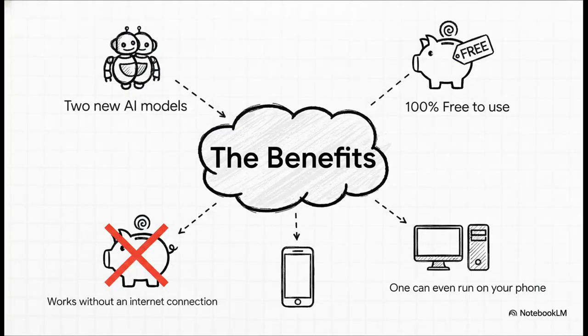Let's just break down the benefits here, because they're pretty great. We're talking about two completely new AI models. They are 100% free to use. They work without any internet connection at all, running right on your local machine. And get this, one of them is so efficient it can actually run on your phone. This is a huge step forward, both for accessibility and for user privacy.